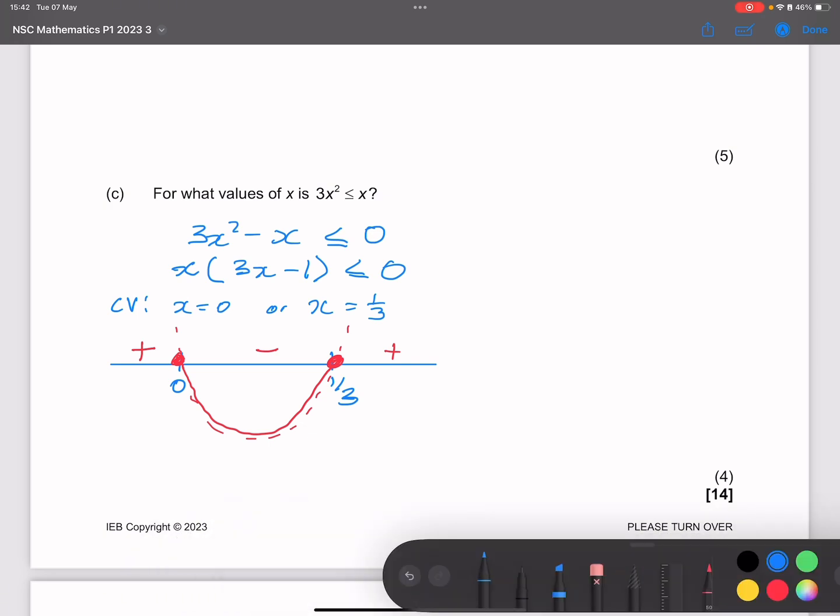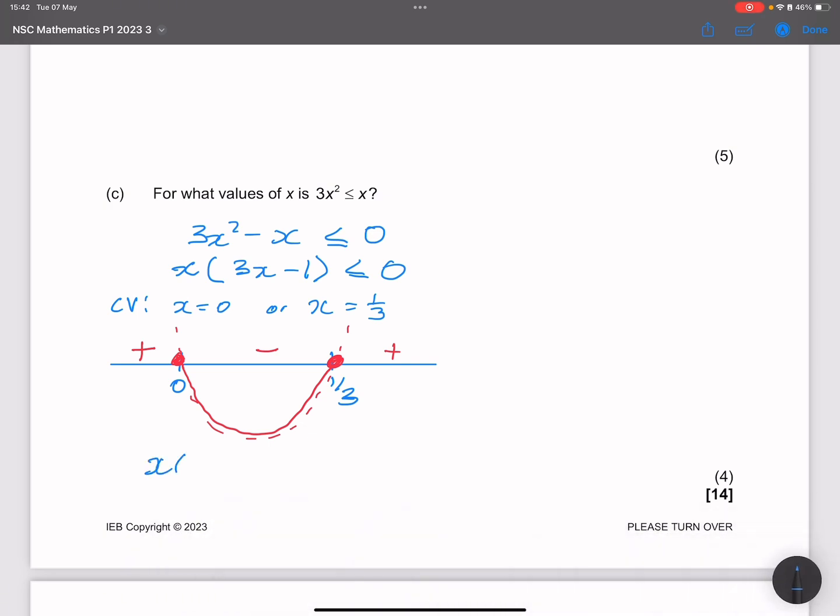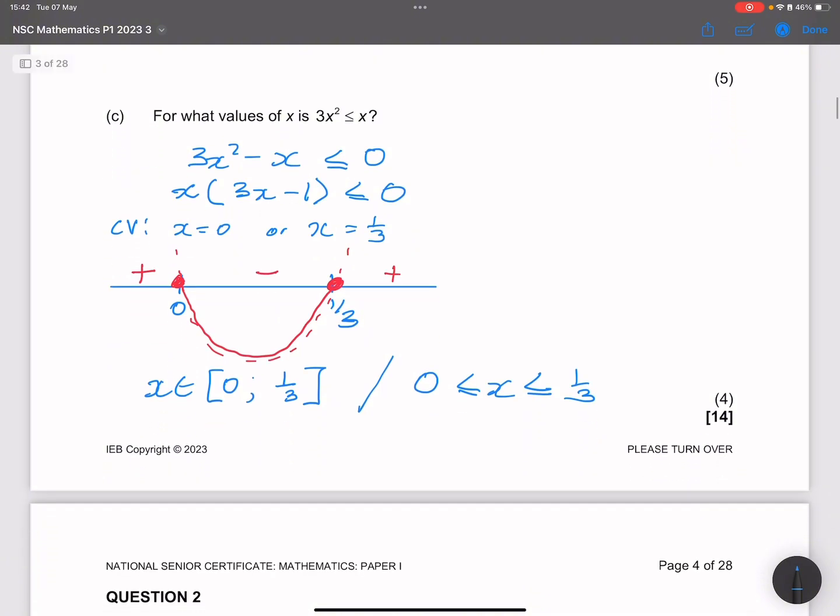So our answer there should be x is an element of [0, 1 over 3], with 0 included, so we put a square bracket, to 1 over 3, which is also included. Or you can write this as x is less than or equal to 1 over 3, but it is definitely greater than or equal to 0. Okay, so that is how question 1 goes. We're going to go into question 2.